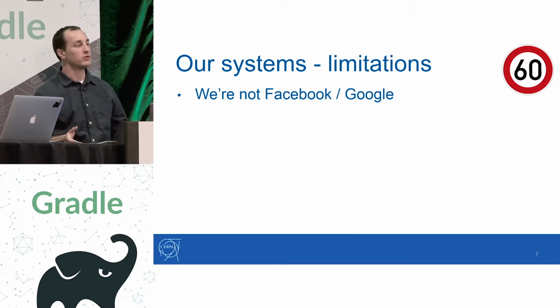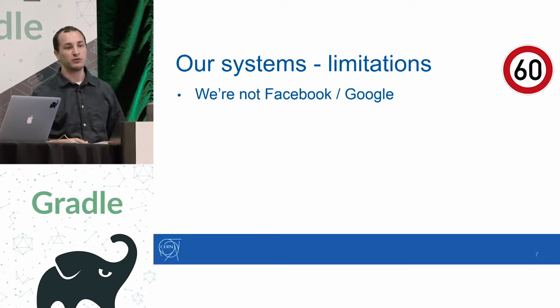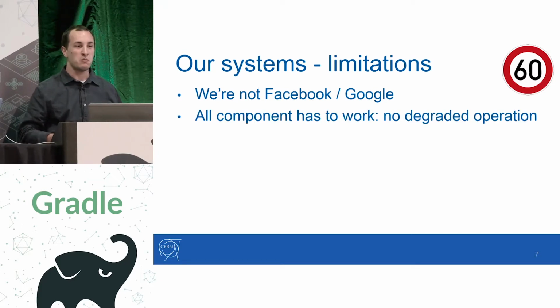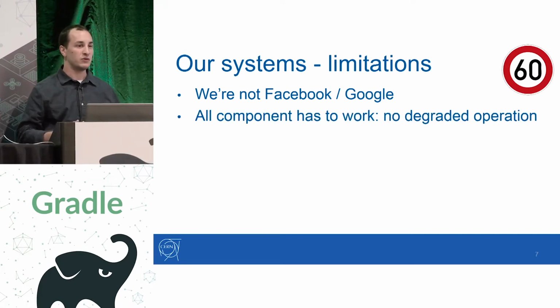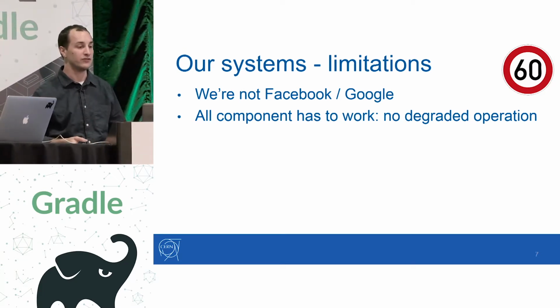We are not Facebook or Google or any big .com companies, so we have a slightly different approach and different aspect on development than most of these companies do. We don't have a degraded mode, so for us to be able to say that our systems are working, all the systems have to be operational. We cannot let one server go down because then we cannot do physics.